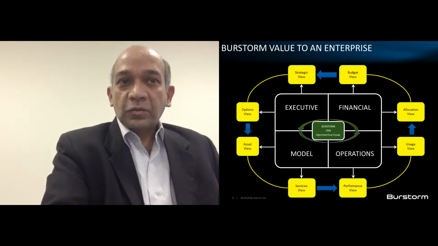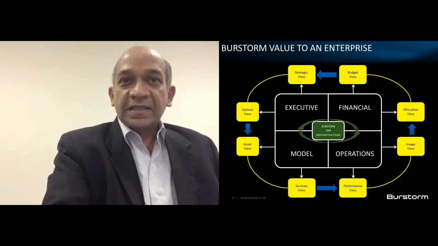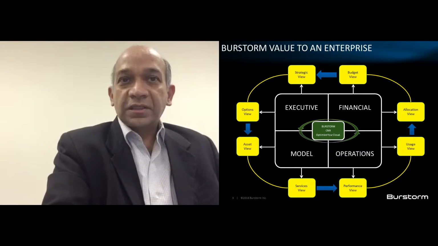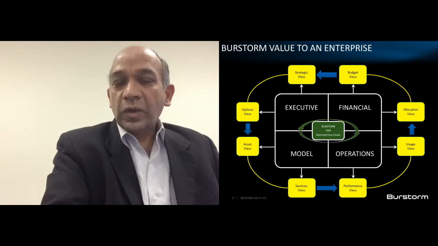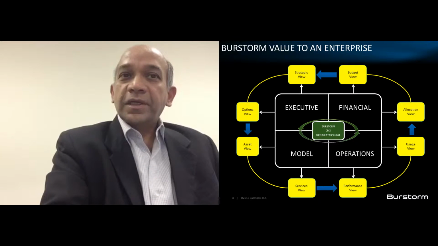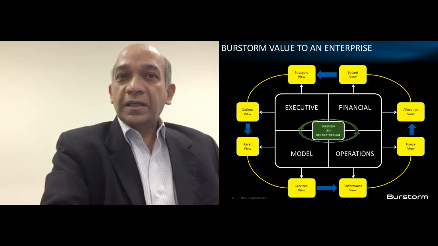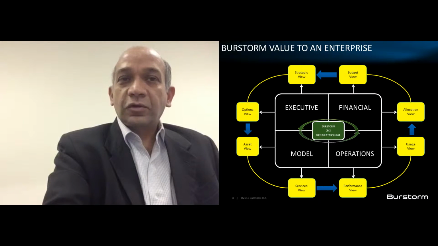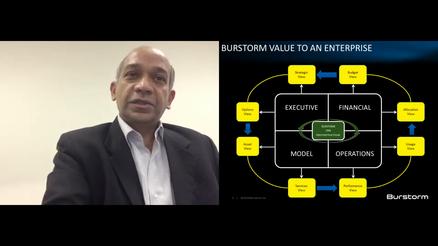In the model part of the world, you can look at your assets as they are modeled inside the Burstorm platform, and a services view of internal and externalized services obtained. Now that naturally leads into a view of operations. How well do these assets perform, and how much of these do we use? That inside an enterprise automatically comes into allocations, transfer pricing. How much should a business be charged for these assets and their usage?